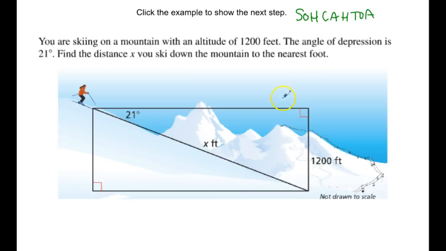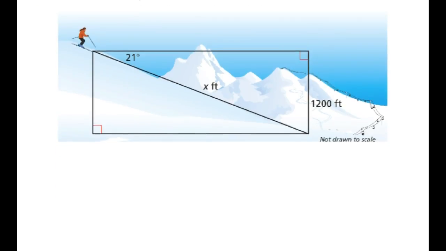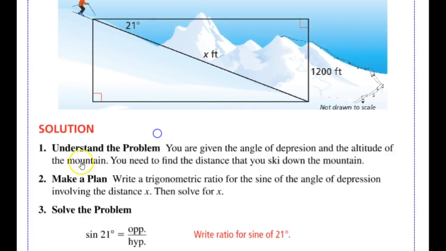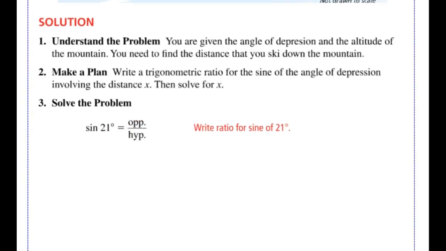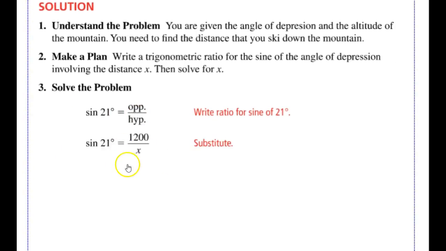Here I see I'm dealing with the hypotenuse, so it's either going to be sine or cosine. And I see here I have the side length that's opposite the angle, so I'm going to be using sine because this is the only one with the opposite and the hypotenuse. So now let's see what we're looking at. Okay, so I know, and this just talks about what we talked about above. So the sine of 21 degrees equals the opposite over the hypotenuse. I substitute in what I know.